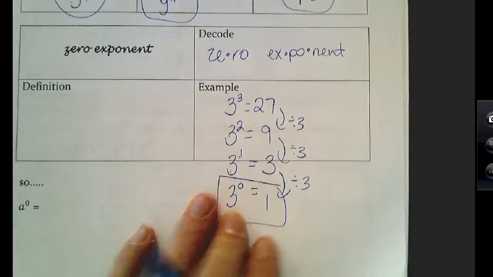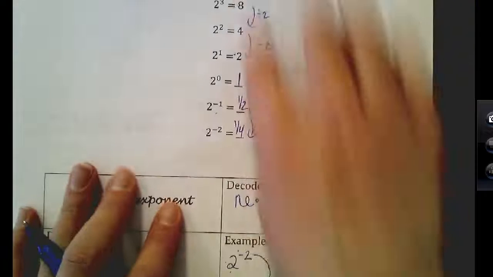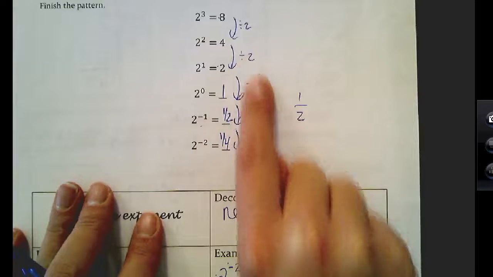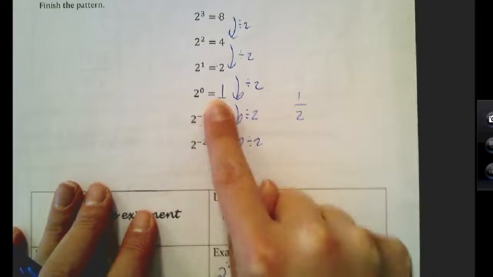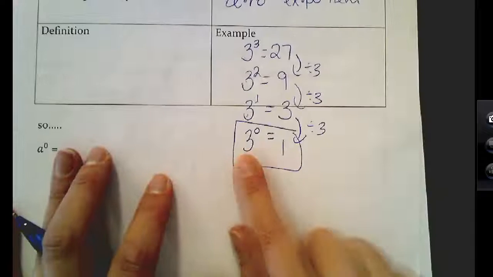If we flip back to this page right here, see how we did that same pattern? We kept dividing by 2, dividing by 2. Let's look at this middle section here. When we had 2 to the power of 0, what did we get? 1. And then if we look at this section here, when we had 3 to the power of 0, we get 1. So guess what 5 to the power of 0 is?